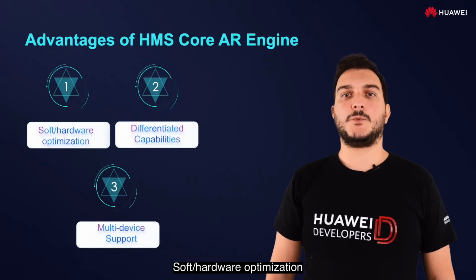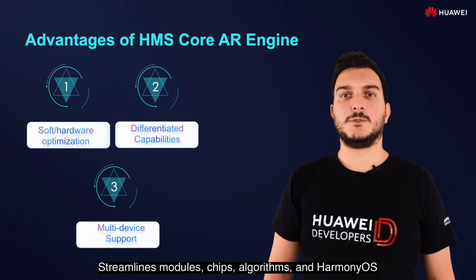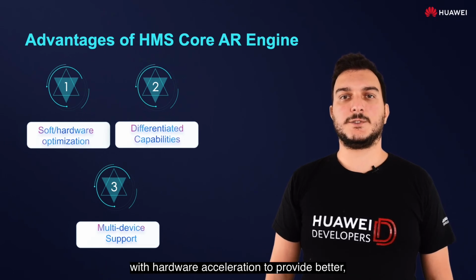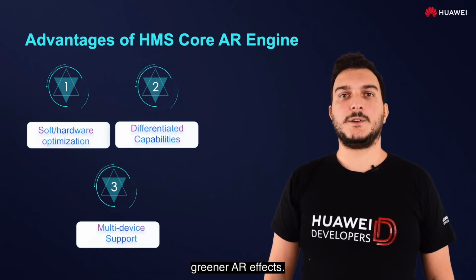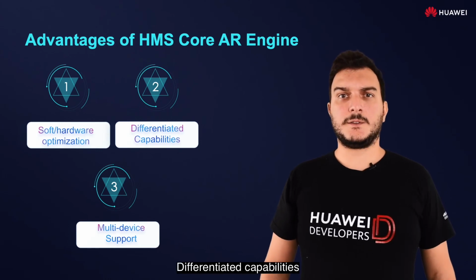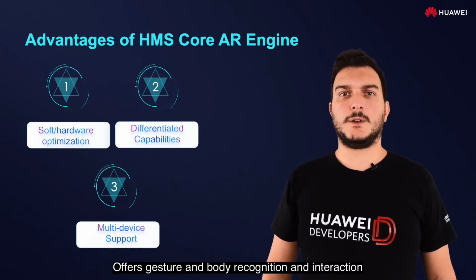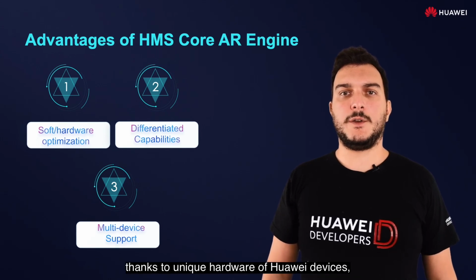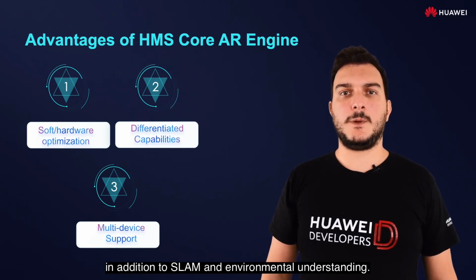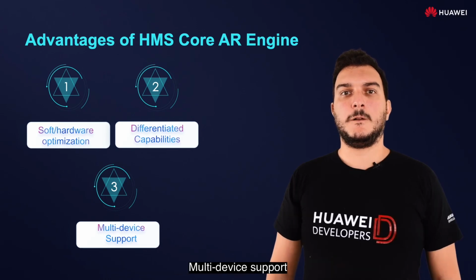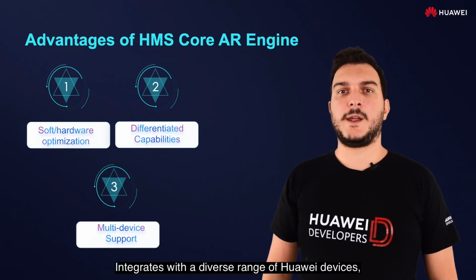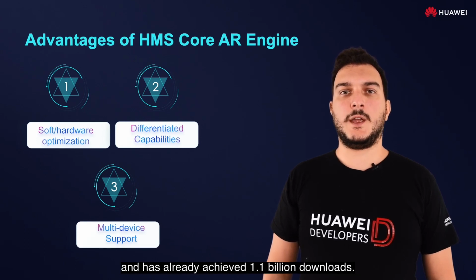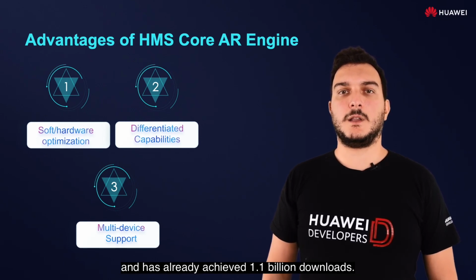Soft-hardware optimization: streamlined modules, chips, algorithms, and HarmonyOS with hardware acceleration to provide better, greener AR effects. Differentiated capabilities: offer gesture and body recognition and interaction thanks to unique hardware of Huawei devices, in addition to SLAM and environmental understanding. Multi-device support: integrates with a diverse range of Huawei devices and has already achieved 1.1 billion downloads.